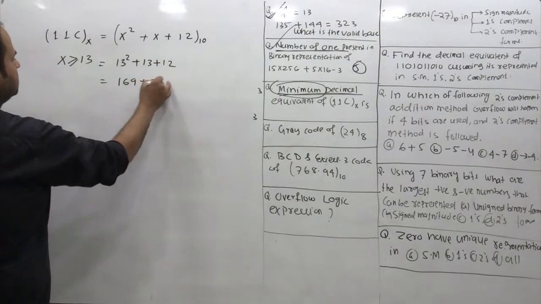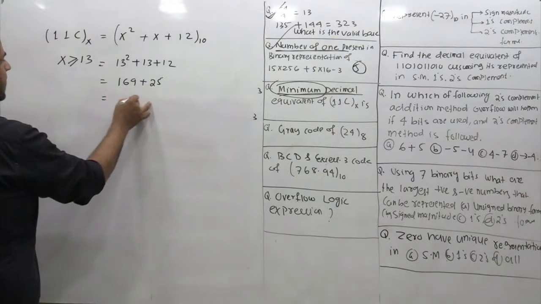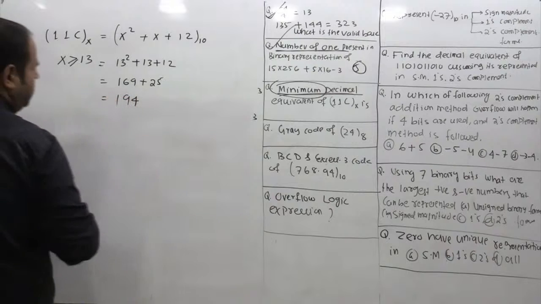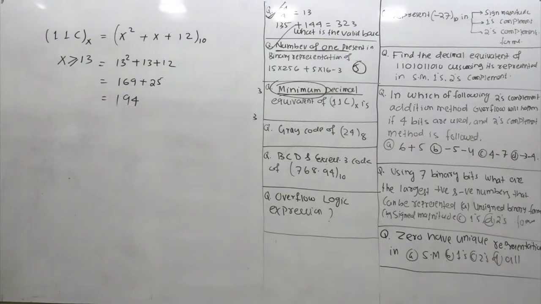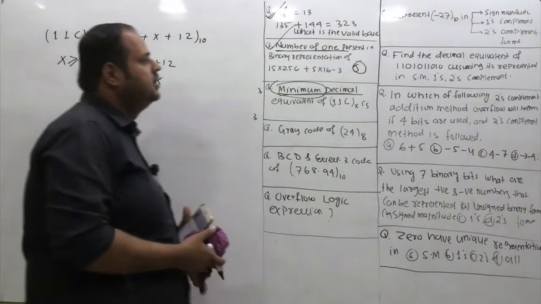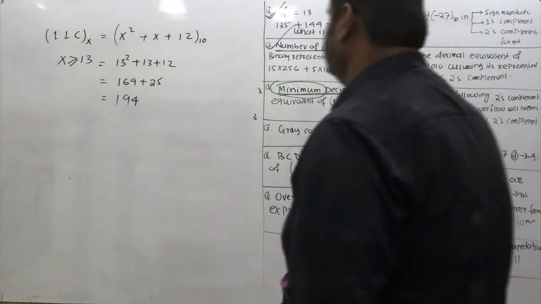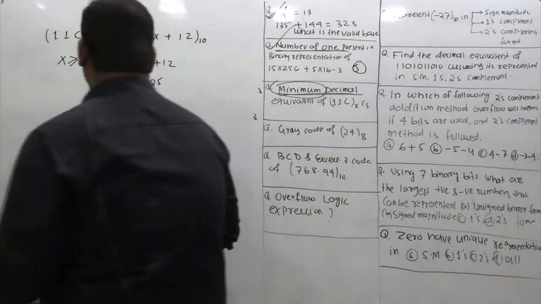This is 13 plus 12 is 25, and 169 plus 25 is 194. Right? So this will be the answer, 194. Are you getting the same answer? 194? Yes, please. 194.